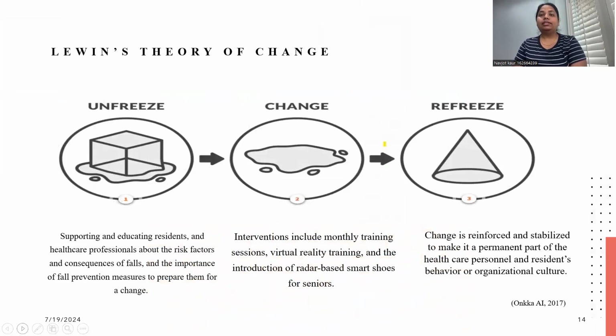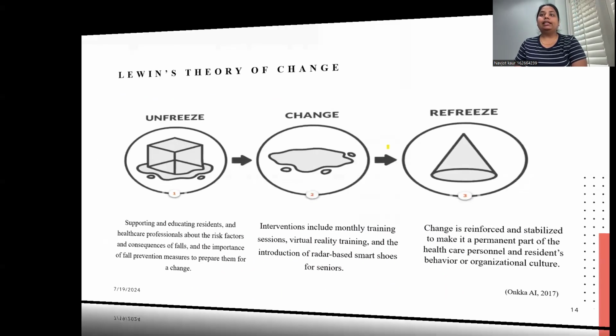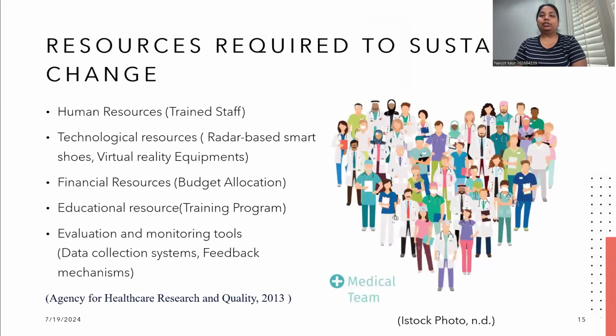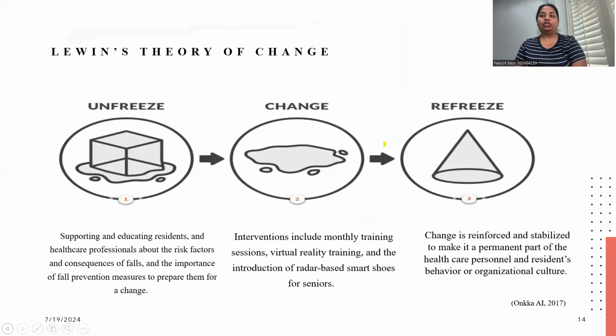So the next is Lewin's theory of change, which includes three stages: unfreeze, change, and refreeze. In unfreeze, supporting and educating residents and healthcare professionals about the risk factors and consequences of falls and the importance of fall prevention measures to prepare them for a change. The next stage is change. Interventions include monthly training sessions, virtual reality training, and introduction of radar-based smart shoes for seniors. The third stage is refreeze, in which change is reinforced and stabilized to make it a permanent part of the organization. Next slide.